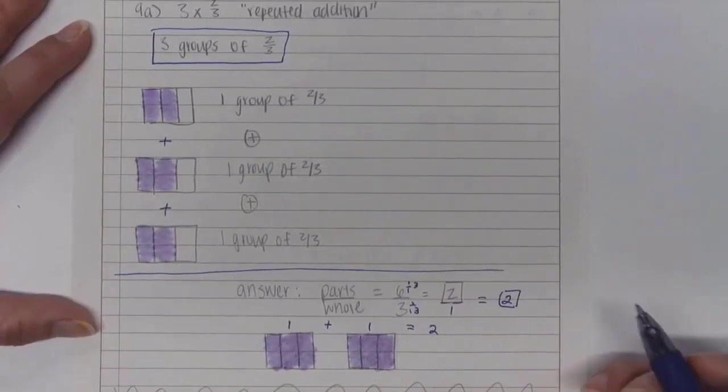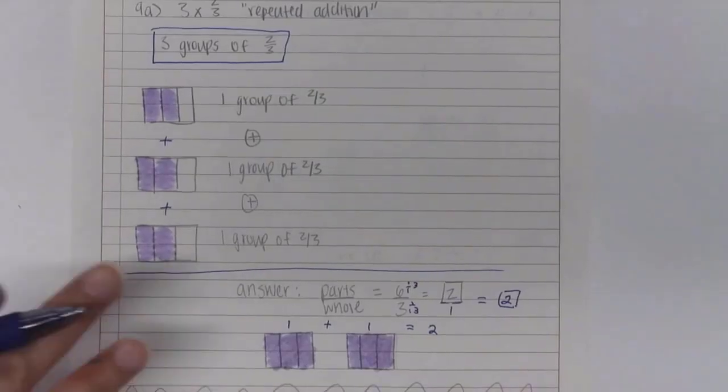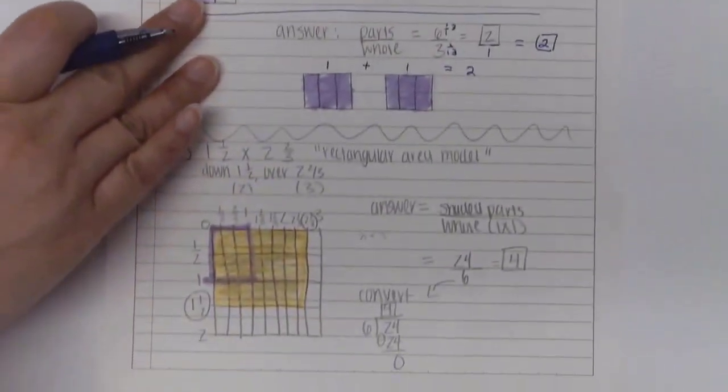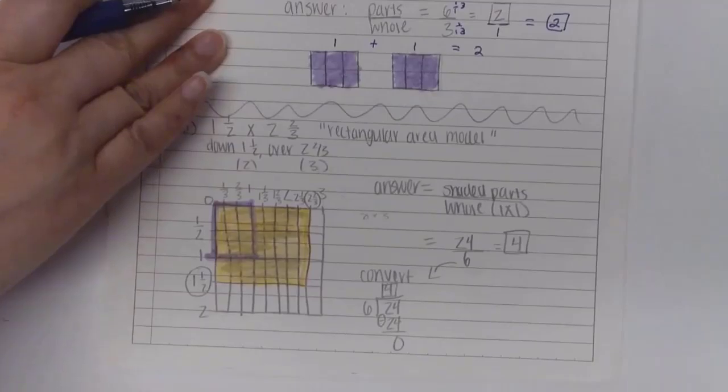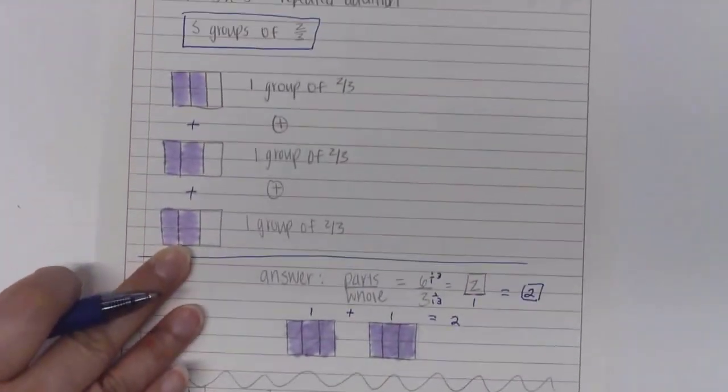Is that okay? All right. So the repeated addition and the rectangular area model are slightly different. Make sure you understand how they're different. Okay. Fantastic. Thank you.